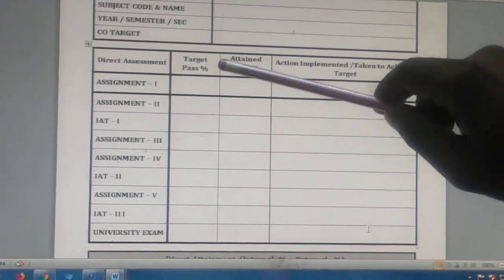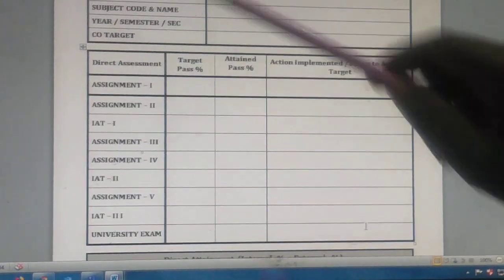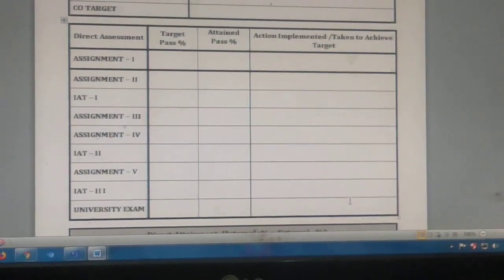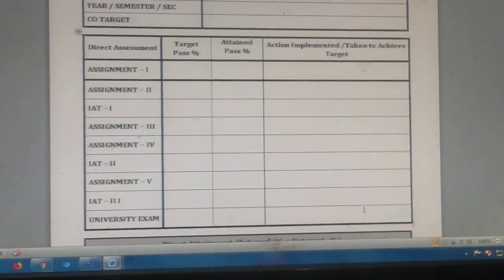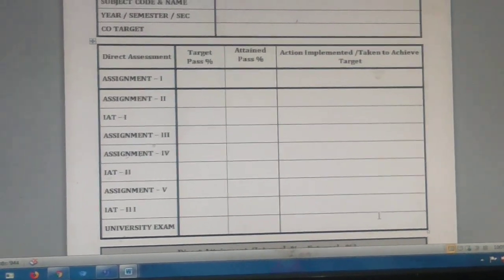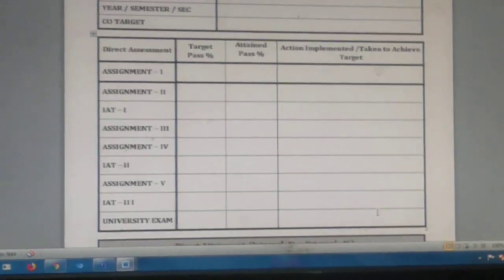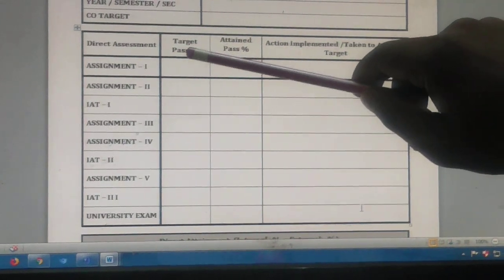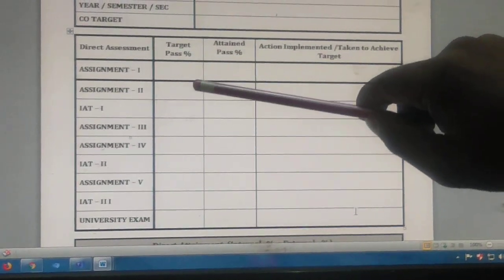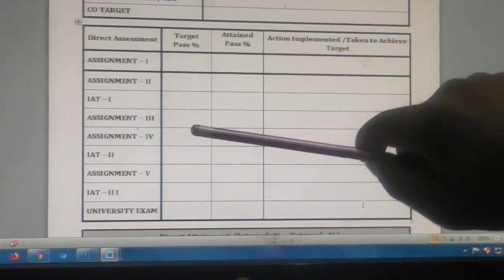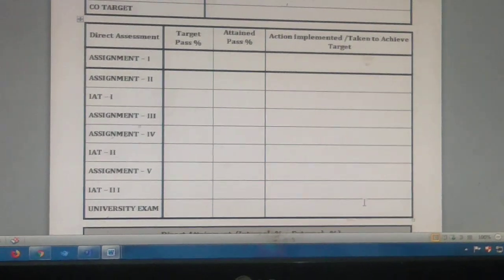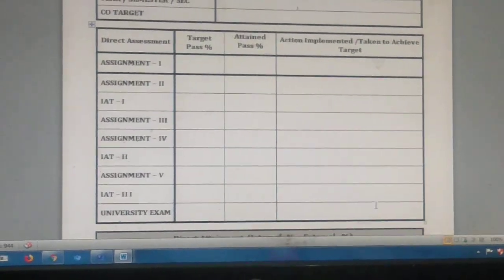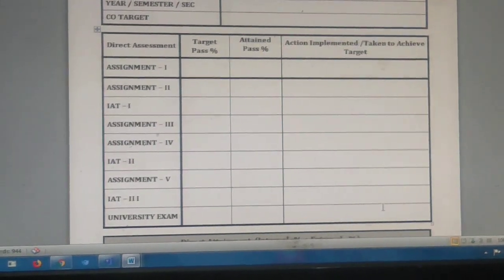For assignment 1, enter the target percentage you planned. In our college, for all the assignments, it is your choice. It purely depends on the choice of the faculty. You may fix the percentage of the target as assignment 1 is 70, assignment 2 70, 3 70, 4 70, 5 70, and IAT 1 50, IAT 2 50, IAT 3 50. Internal examinations, it is 50.